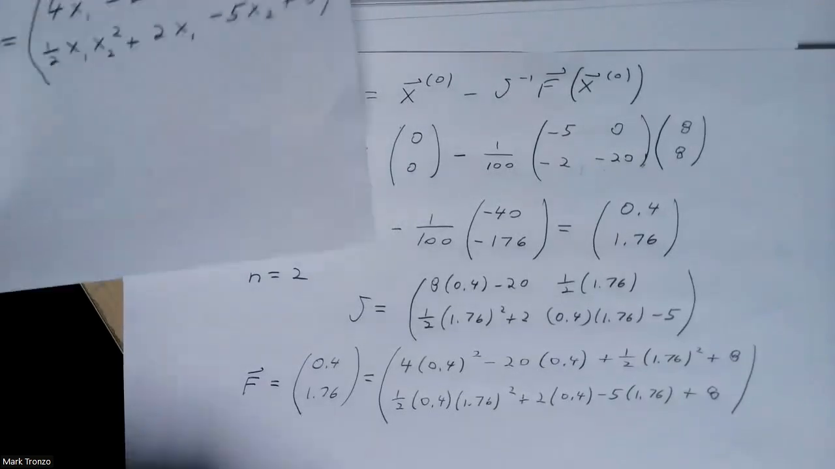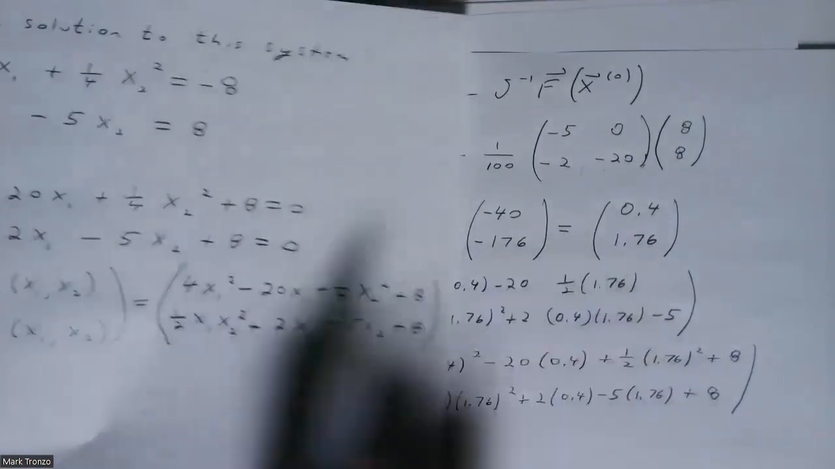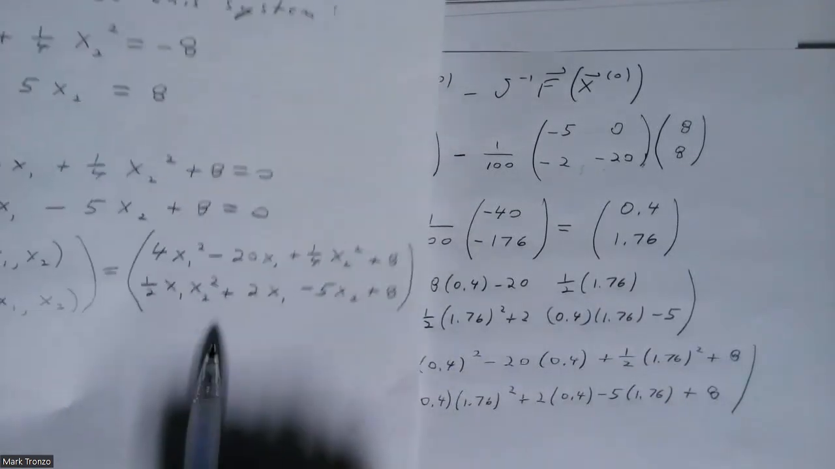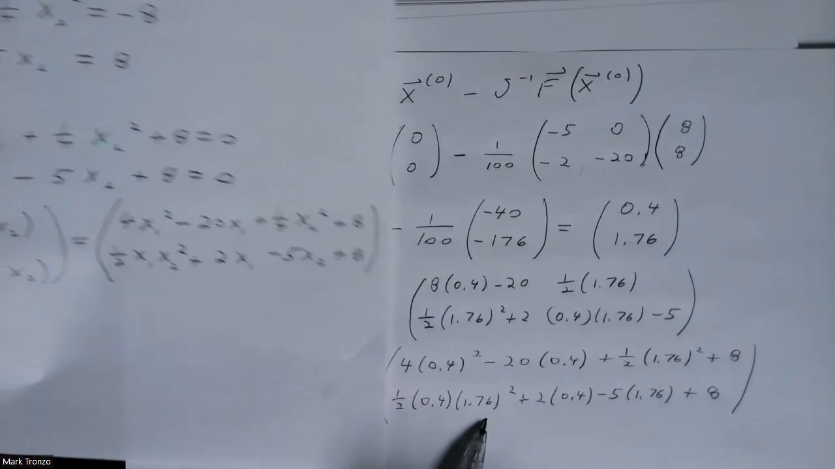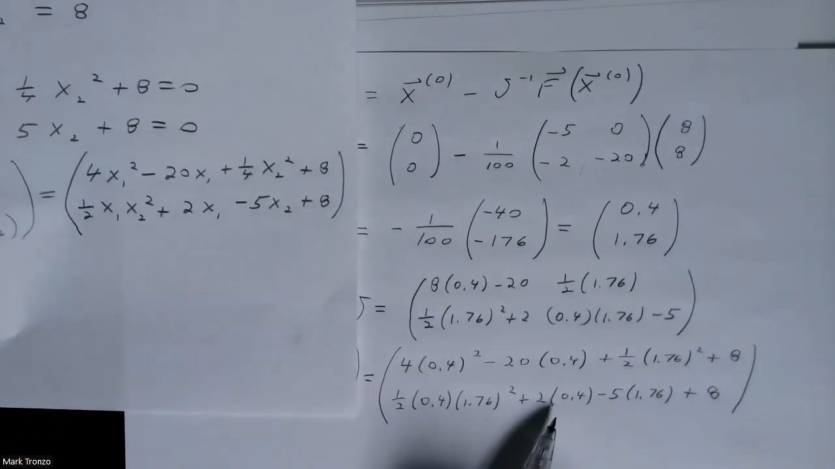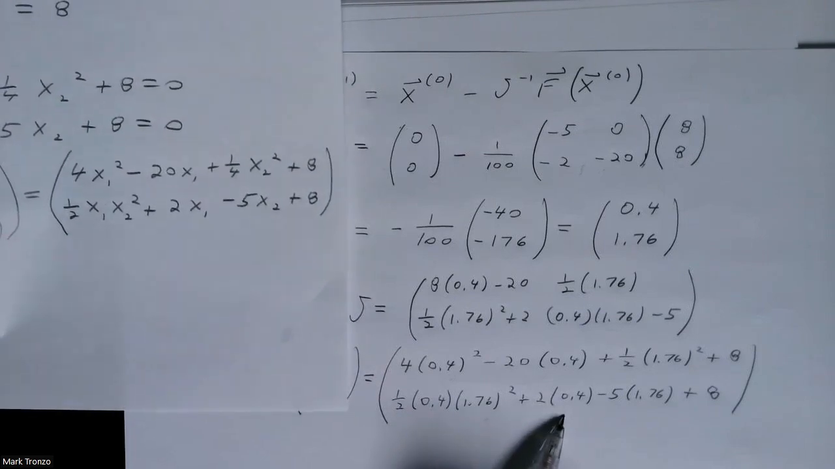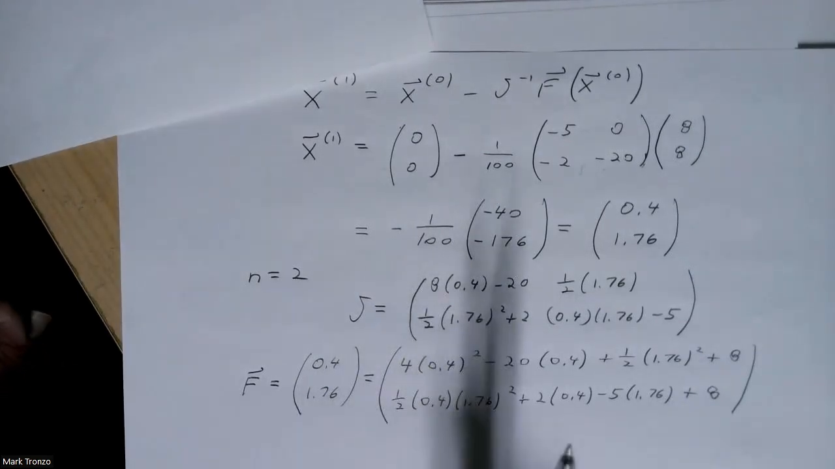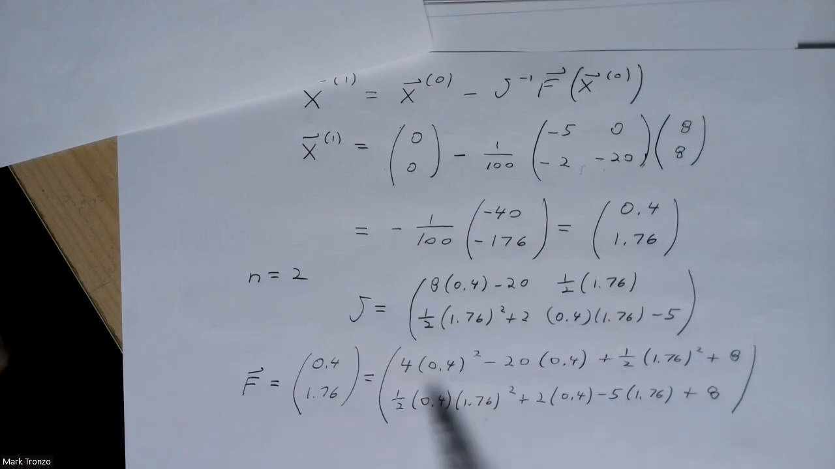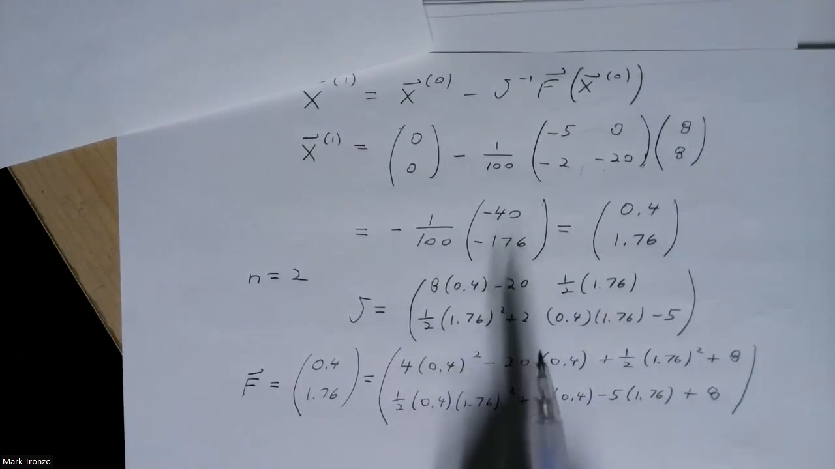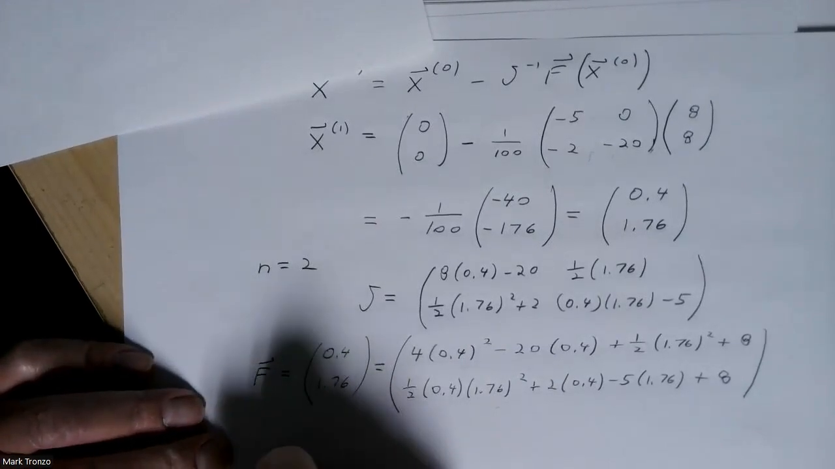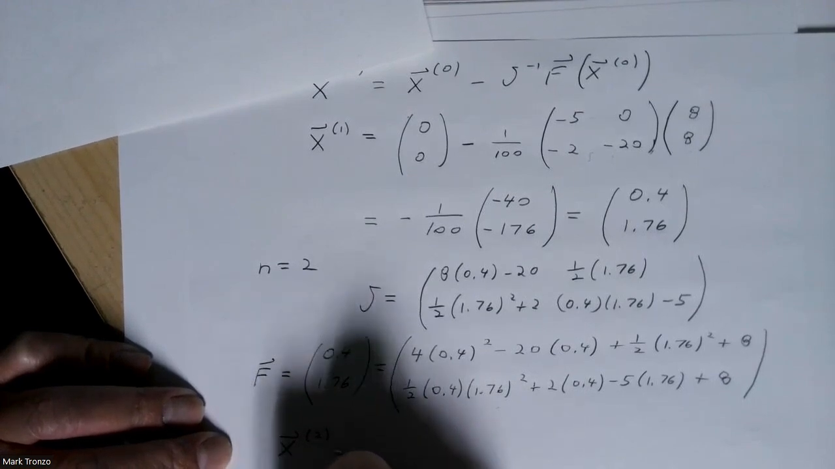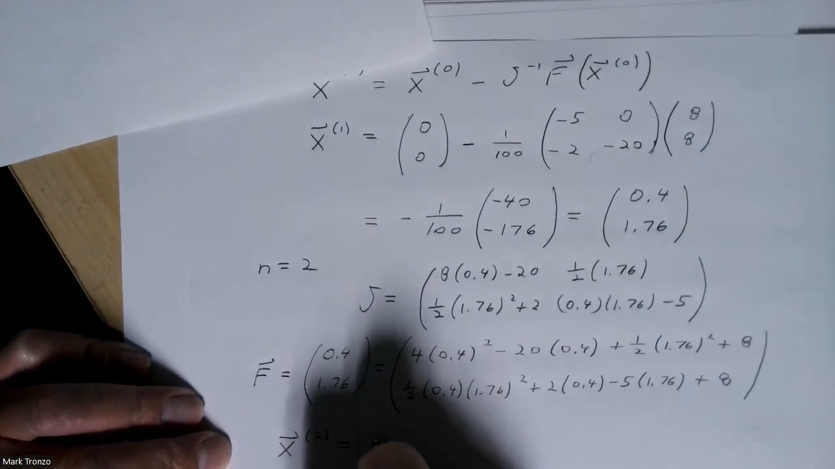Like this, once again putting x1, x2, x1, x2, etc. Then I won't go through the calculation, but we'll just calculate that and then substitute just like we did before, except this time we'll be substituting into the equation with n equal to 2.